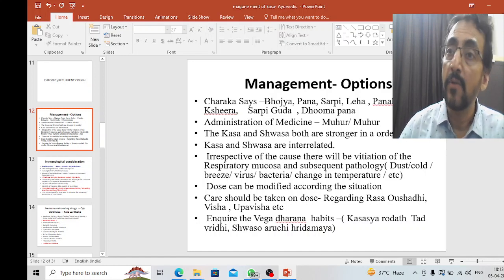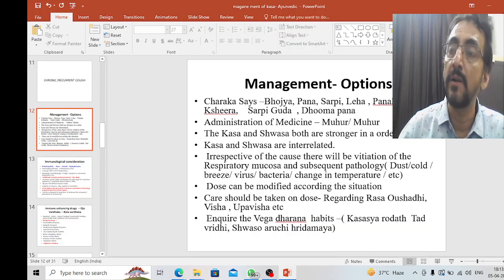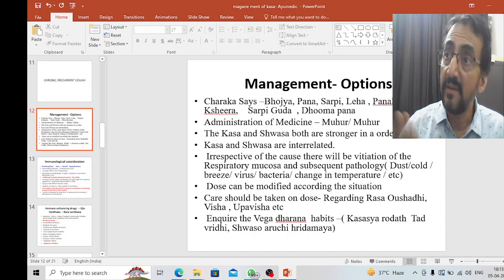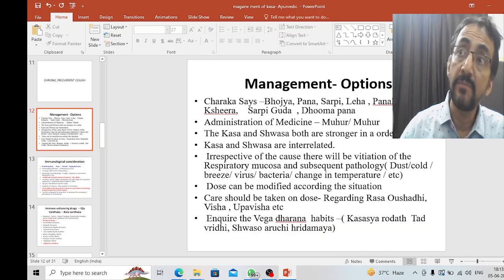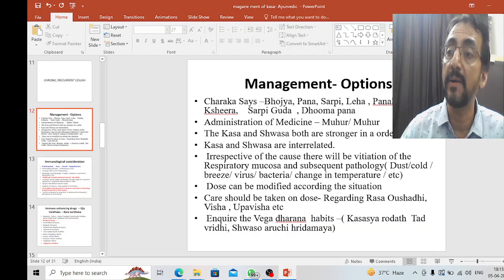Not below that. Because as we go down, the Kasa will decrease because there is no cough receptor below that level. If cough is there, it means cough receptors are stimulated, and cough receptors are present in the upper part of the respiratory tract only, not in the lower part. That means presence of severe cough always indicates that it is a safe condition. If the cough is less or moderate, then it is dangerous and needs to be evaluated. But when the cough is more, it suggests that the disease is still pertaining to the upper respiratory tract and has not entered the lung parenchyma yet.